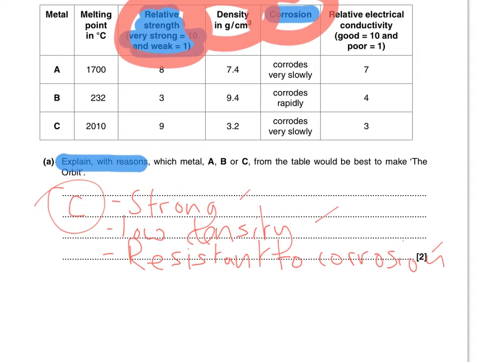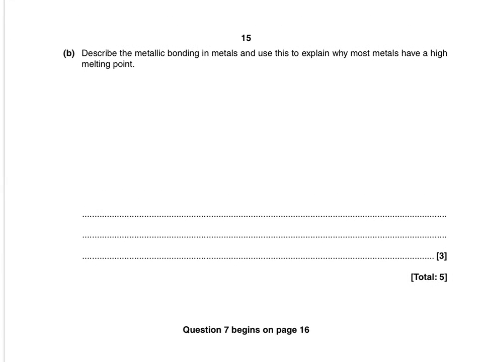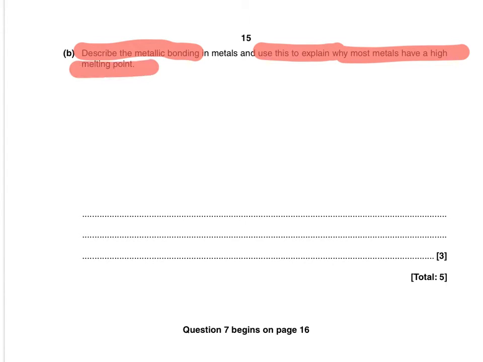Sweet. Another page done. So, describe the metallic bonding in metals and use this to explain why most metals have a high melting point. This is a doozy of a question. Bit of a tricky one, but I've got confidence that we're going to do well in it. If we think carefully, we can break this question into 2 parts. First part, describe the metallic bonding. Then use this to explain why most metals have a high melting point. So first off, let's describe the bonding.